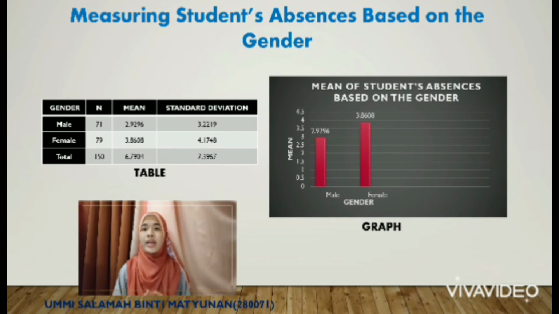In this slide, we will explain measuring student absence based on gender. Based on the table, we can see the mean and the standard deviation of male and female students' absence. So we move to the graph. The graph shows us the mean of female and male students' absence. So we can see that the female student mean is higher than the male student mean absence based on gender.